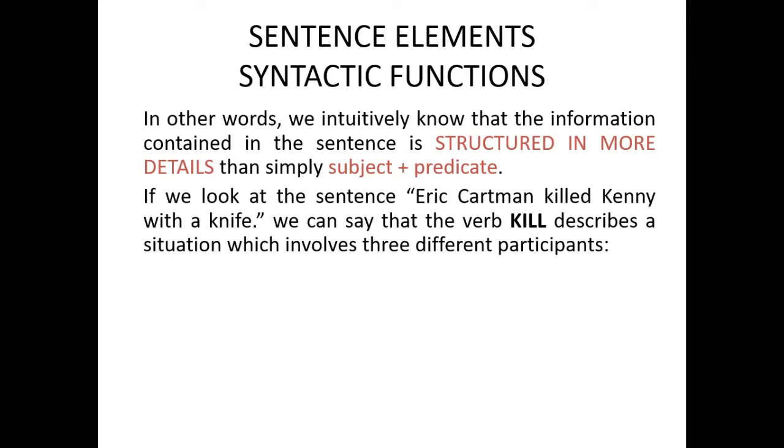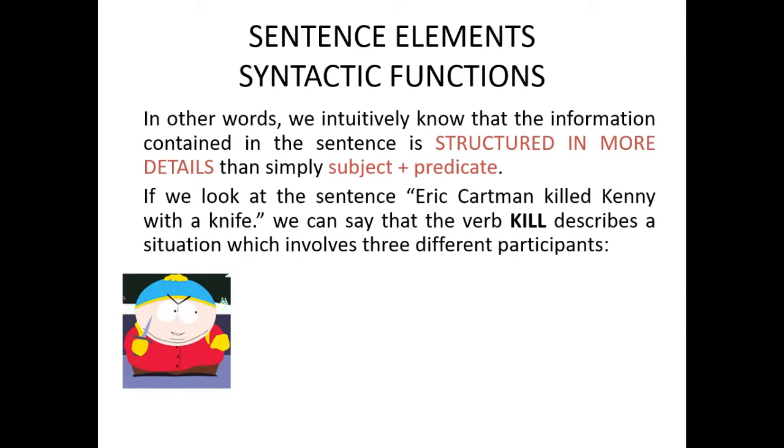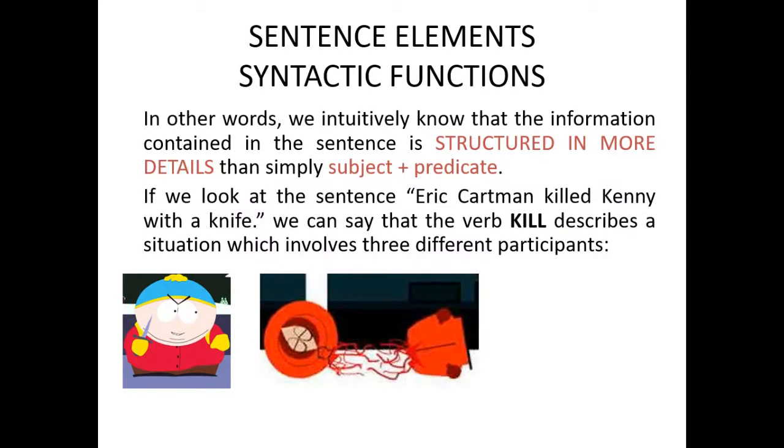Subject and predicate do not provide the details that are relevant. So in this case, we know that there's more than two things, more than a subject and a predicate. There's Kenny, this is Eric. There's Eric who did the killing, there's Kenny who was killed, there's the knife which was the instrument of killing, and these elements are bound together by the verb. So Eric Cartman, Kenny, with a knife, what binds them together, if you like the Lord of the Rings, it's like the one ring. That's the verb. The verb is like the one ring. It binds all other sentence elements into a sentence.